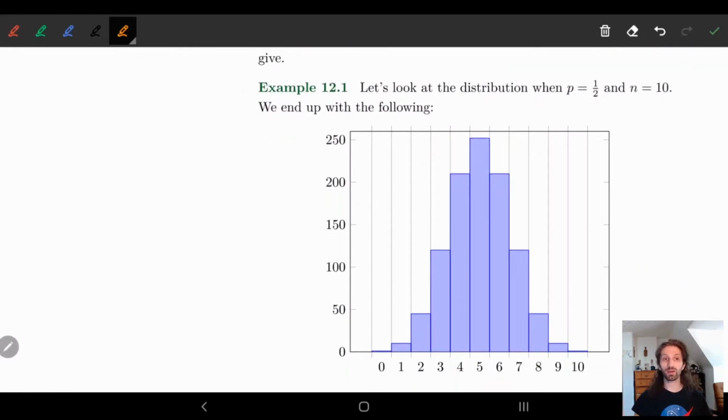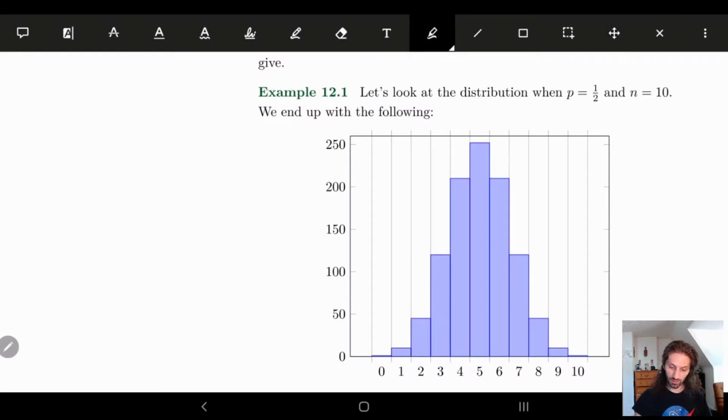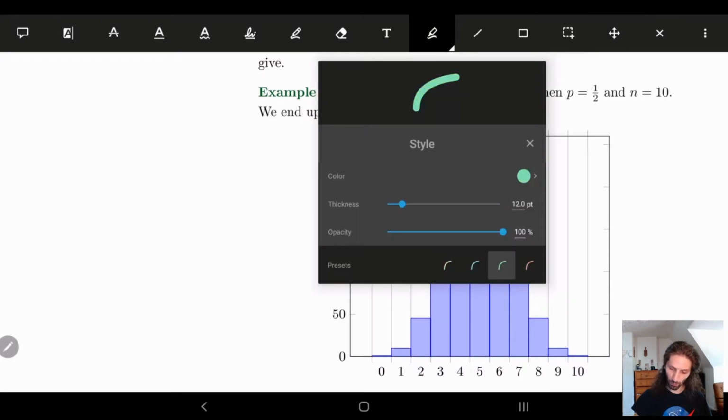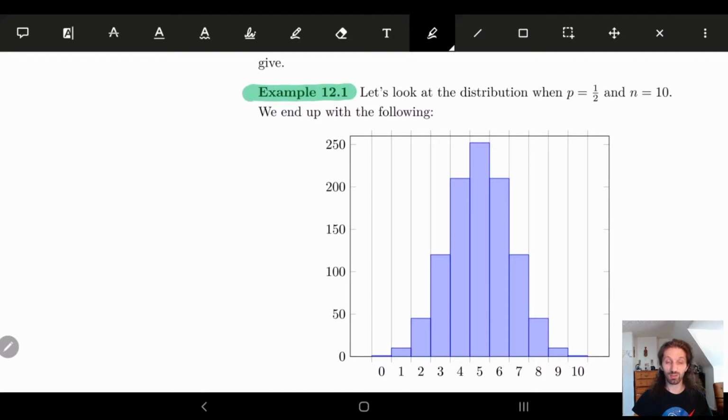Say I look at the binomial distribution where I have p equals 1/2, so think of a coin flip. And I'm doing this 10 times. So I flip the coin 10 different times, so we have n equals 10. Now I'm going to draw a histogram of this. What you can see is we end up with the following kind of distribution.